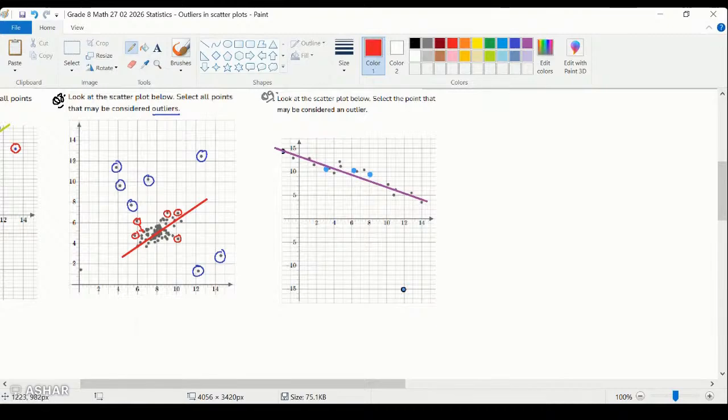These points are near the line, right? Because the line is passing through or between the maximum number of these points. But this point given over here was far away. So we can say this point is the outlier because it does not follow the trend of a regular line. Agreed? Do we agree on that? Okay, thank you. Let's have a look at another example.